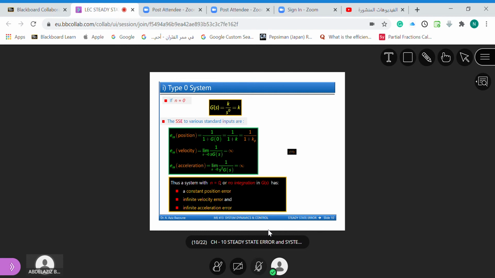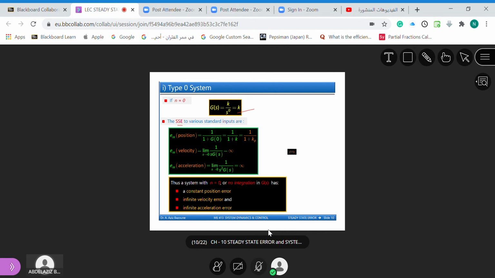Now, if we take a type 0 system, the transfer function, G of s, can be written as k over s to the power 0, because this is the most dominant term. It will be k. Now we look at the steady state error for various inputs that we found before. For the position, it was 1 over 1 plus G0. This G0 we call kp, so the error is 1 over 1 plus kp.